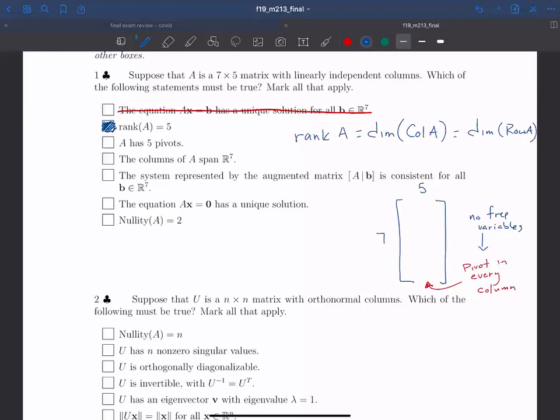All right, so the next one is "A has 5 pivots," and that's exactly what I just said. So I'm just going to mark that one in. It's kind of a freebie, given what I figured out for the previous part.